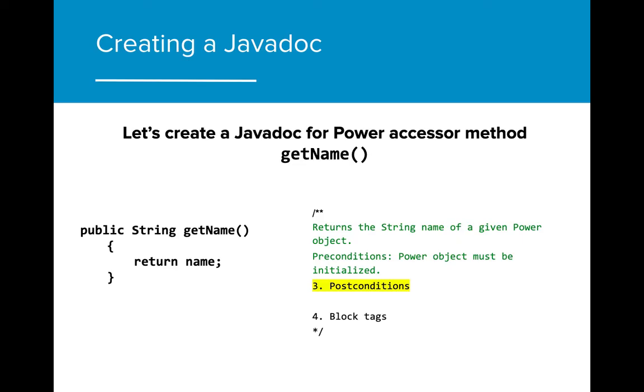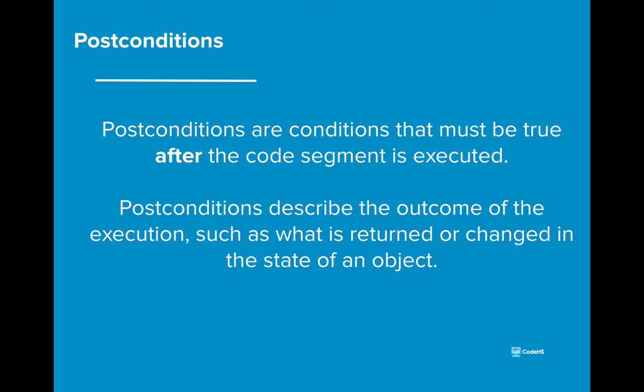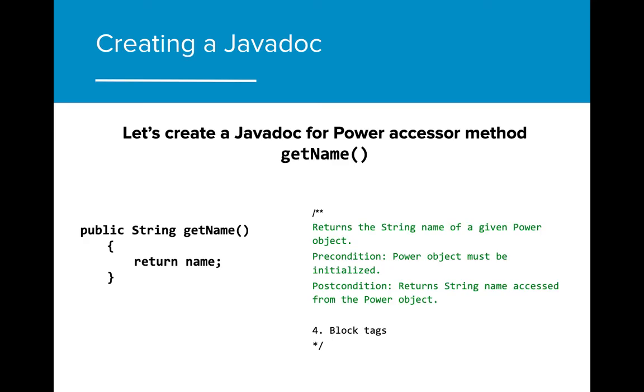The next thing we need to include is a post condition. A post condition is a condition that must be true after this code segment is executed. Post conditions often describe the outcome of the execution, such as what the method returns, or how that method alters the state of an object. In our case, this is fairly simple. The post condition here is that our method returns the attribute name that is stored in the power object. Our post condition describes that.